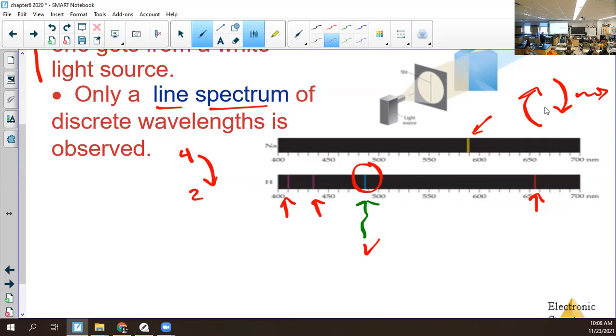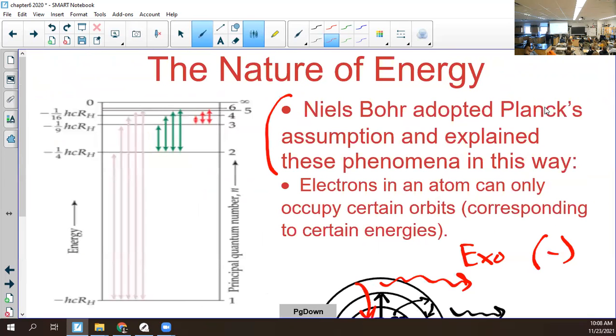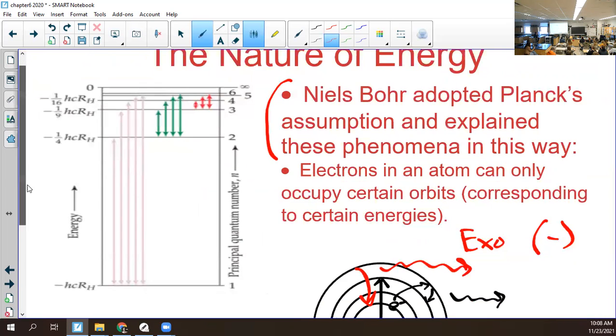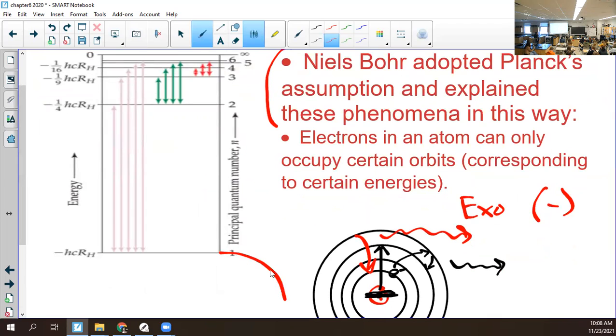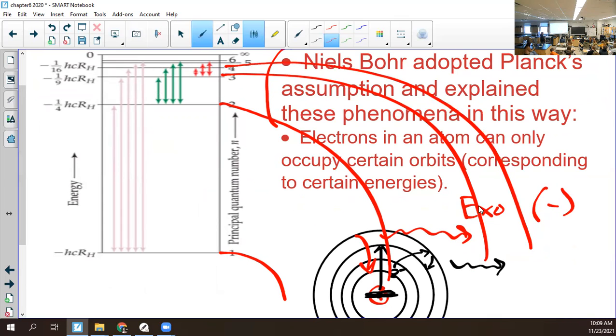Okay, Bohr was able to come up with this and come up with his model. Now, this right here is Bohr's model. If we were to like make these into rings, these are the places that Bohr says the electron can live. And these are the values of the energy of those rings. You don't have to do this math, so don't panic. But we have negative hcR. R is a constant as well. It's negative 2.18 times 10 to the something. I can't remember. But those are constant.